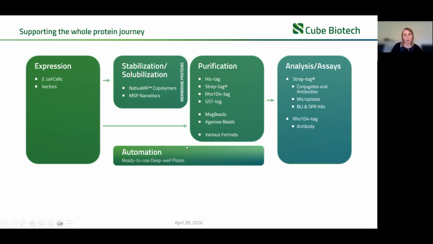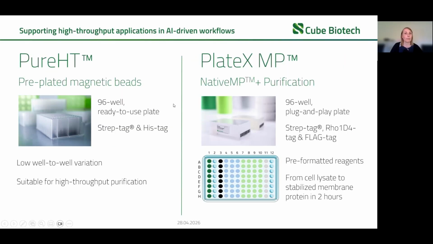And what we are especially focusing on more and more now is this automation part, because we also noticed that this becomes more and more relevant, especially in these AI-driven workflows. And those are two products that we recently launched. On the left side here, you can see our PhD plates, which contain pre-plated magnetic beads. So they're in there in a dried format, and those plates are ready to use. We have them for Strep-tag and His-tag. So you don't have to do the plate preparation yourself. You can directly use the plate to perform high-throughput purification.